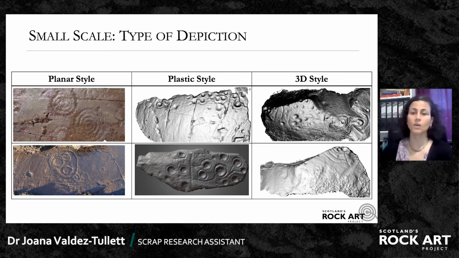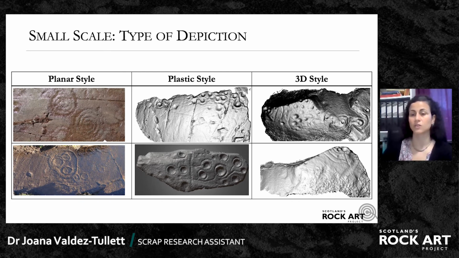So moving on to the analysis and the results at a small scale, we can start by talking about the type of depiction. So what is the type of depiction? Essentially, this category assesses the way in which the motifs were carved on the rocks and their relationship with the surface's microtopography. So we have planar types of depiction where the motifs are largely unresponsive to rock surface and essentially have a two-dimensional character.